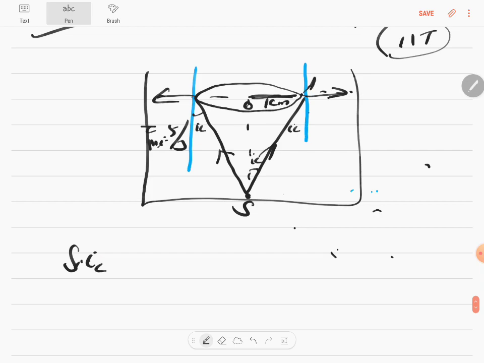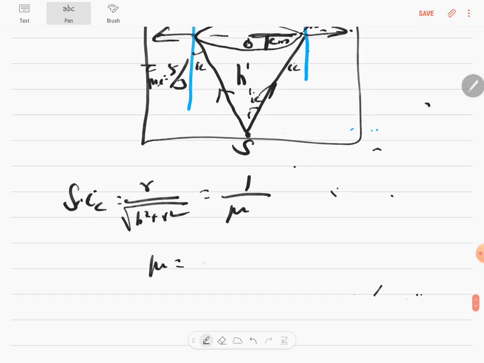Let's consider the point of incidence as A here, and sine IC is equal to opposite, which is the radius, by the hypotenuse. If you assume the height of the water to be h and this is 1 centimeter to be radius, the hypotenuse is root of h square plus r square. So you write sine IC, and you all know sine IC is also 1 by mu. Therefore, mu is equal to root of h square plus r square by r.